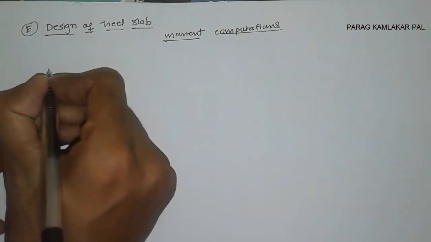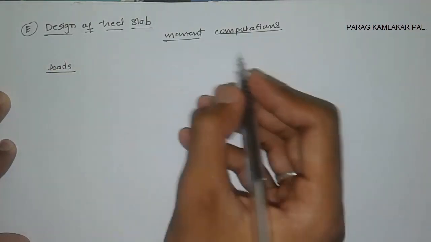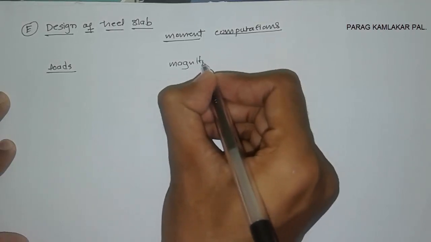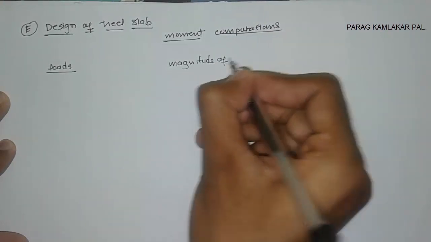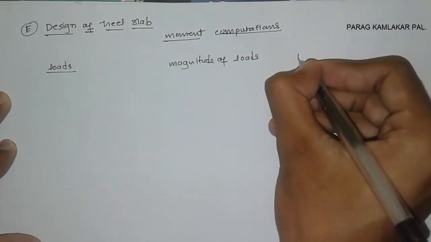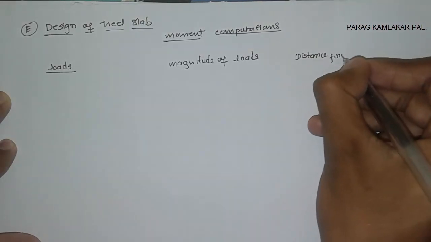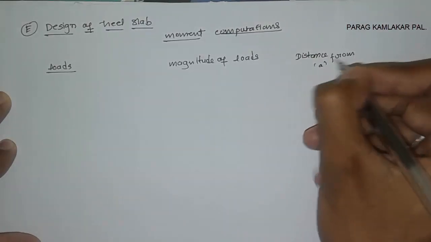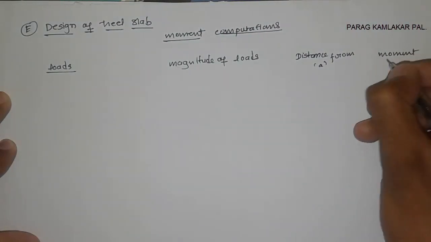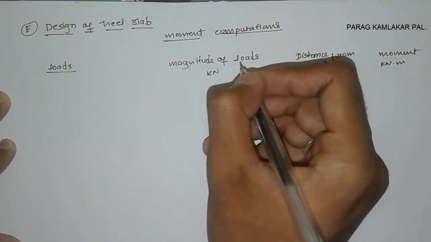So here are the loads, then the magnitude of load, then we have the distance from A, and we have the moment. That means we need the moment. Sorry, my English is not good.